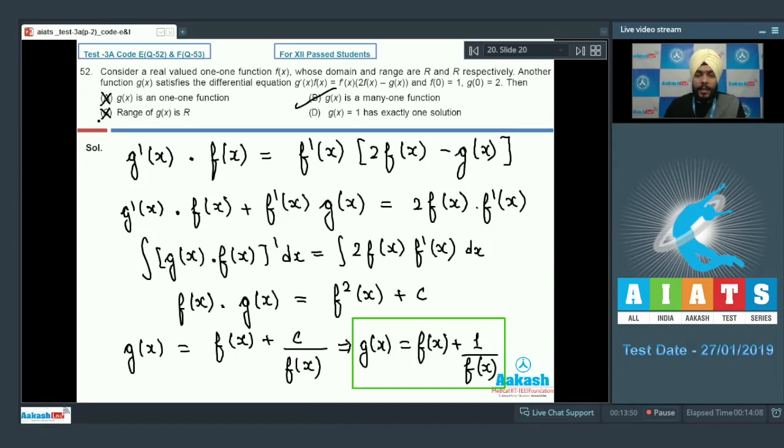Talking about the D part, again it is wrong. g(x) equal to 1 can never have any solution. So the only correct option is option number B. So it is a very smart question based on some analytical understanding of the functions. Let us move forward to question number 53.